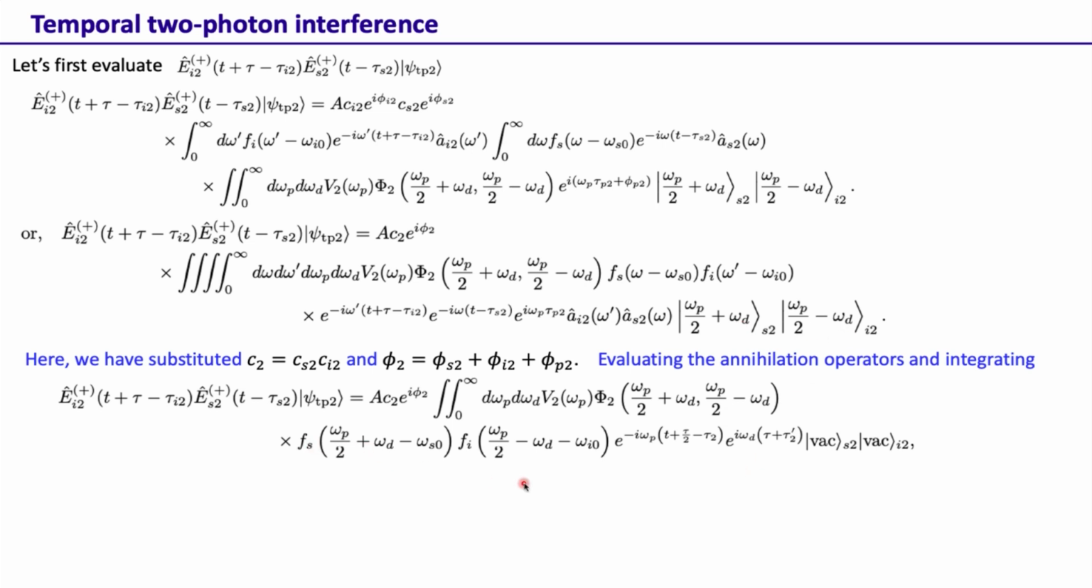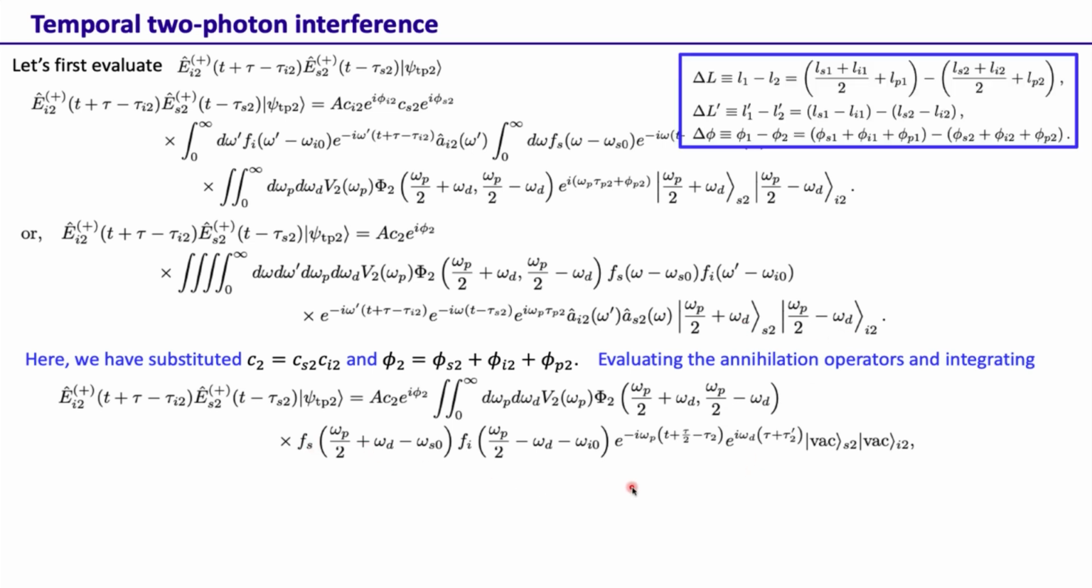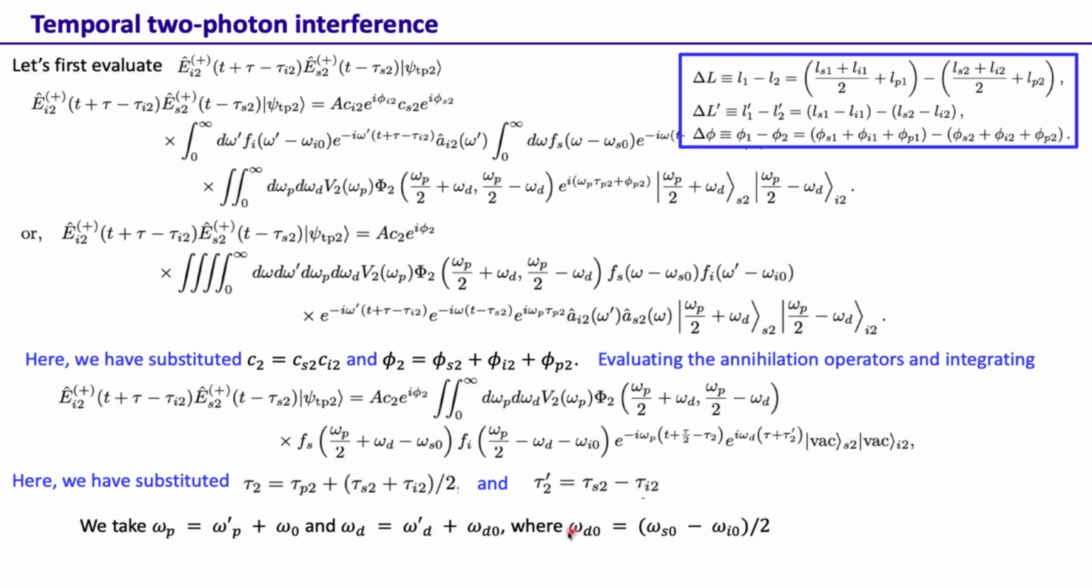Now we will make a series of assumptions. These are the length parameters that we had defined here. For every length parameter we define the corresponding temporal quantity. For example, for L2 we define tau 2 in the same manner as tau P2 plus tau S2 plus tau I2 by 2 and so on. Similarly, for L2 prime we define tau 2 prime equal to tau S2 minus tau I2 and so on.